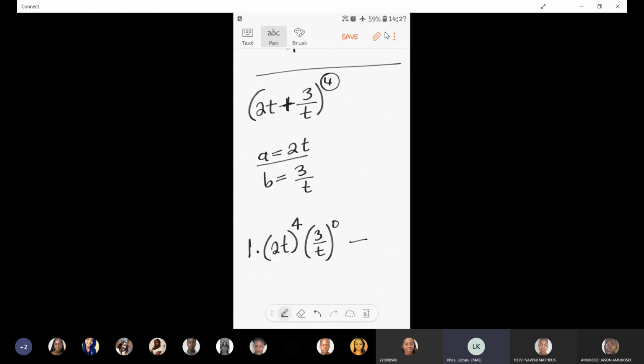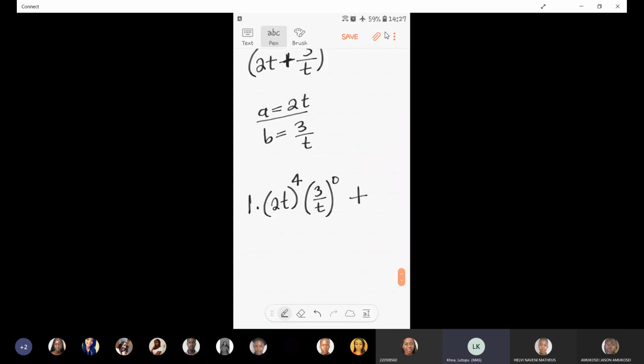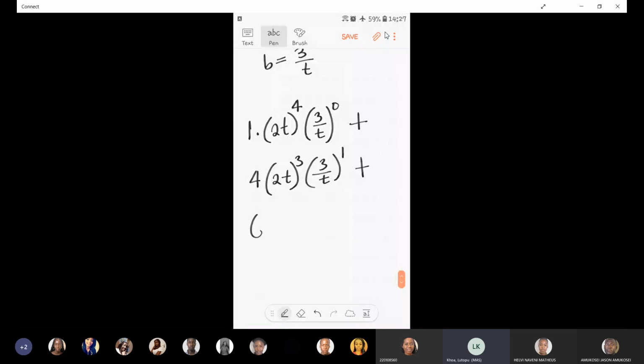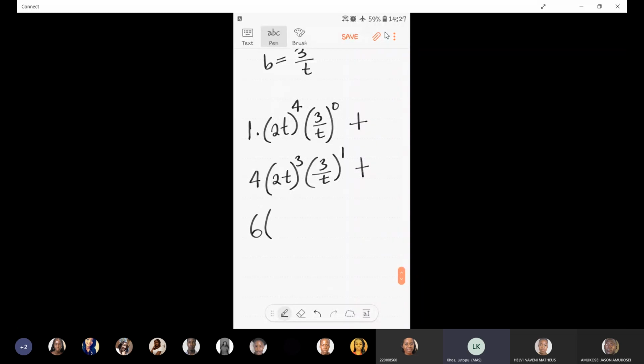So my next coefficient, this was 4. Then I write my A, this is 2t. The power should decrease. The powers of B should increase. Then I continue with my next coefficient, which is 6. The powers of A should decrease.